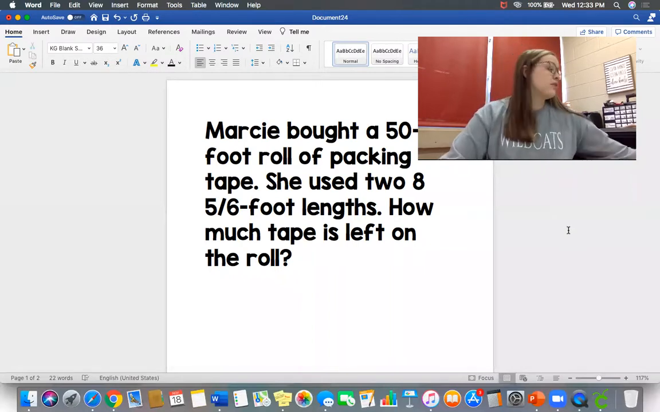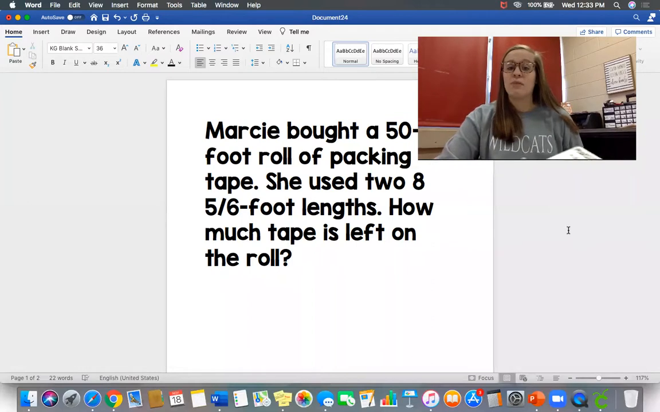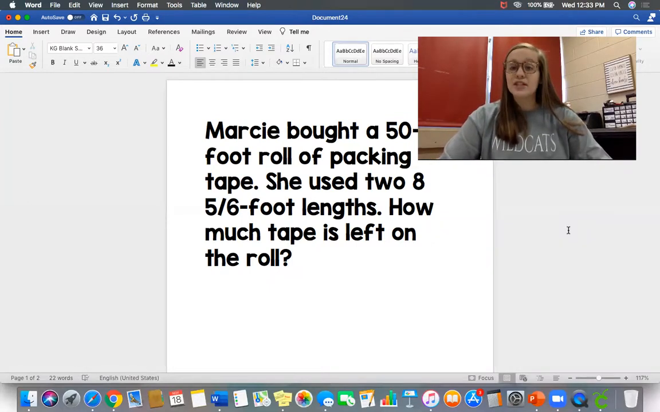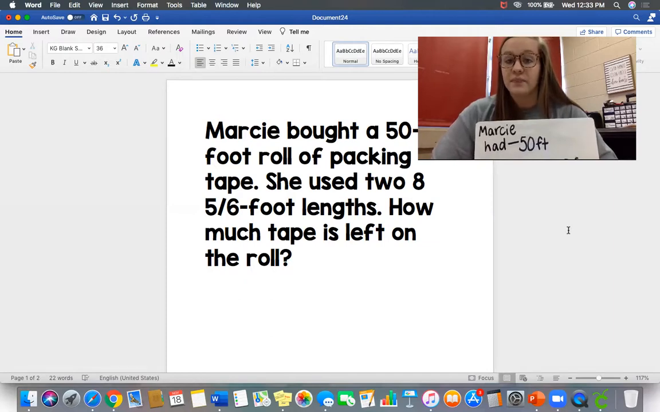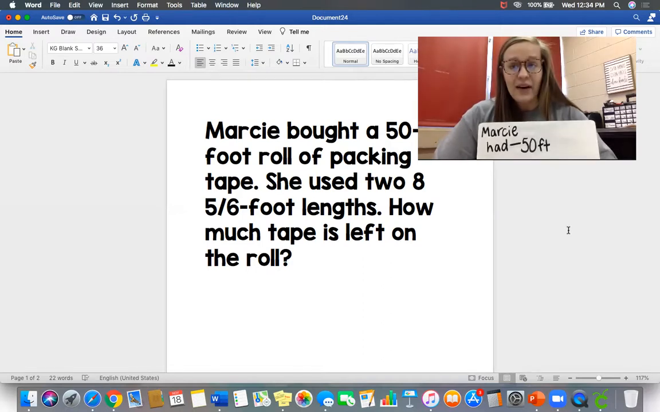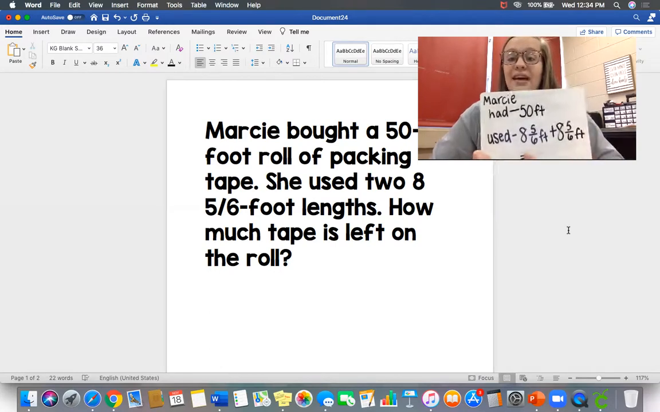So, here's what we know so far. Marcy had how much packing tape? 50 feet, right? Okay, how much did she use? She used 8 and 5/6 foot, but she used that twice. So we know Marcy had 50 feet and she used two 8 and 5/6 foot lengths of packing tape. How are we going to figure out how much she used altogether? We're going to add them, right? We're going to have 8 and 5/6 plus 8 and 5/6 to find out how much she used.